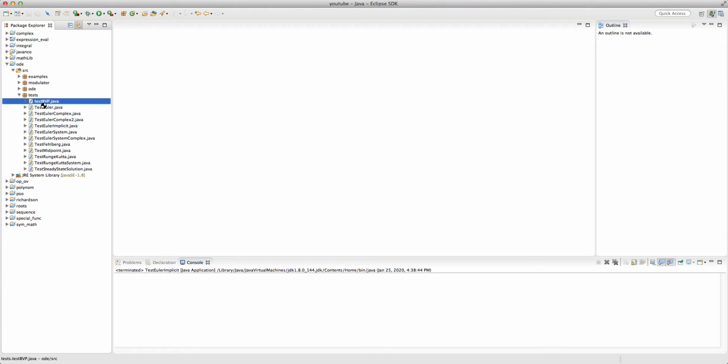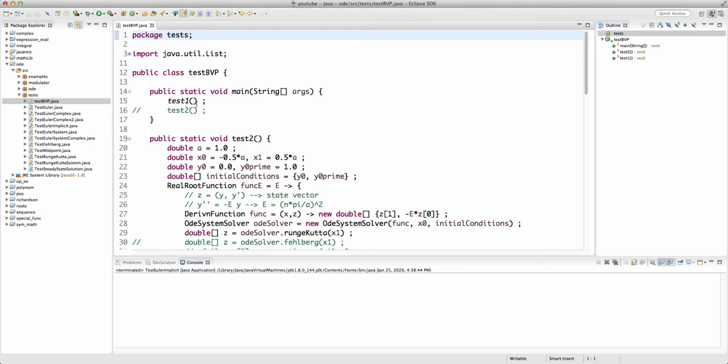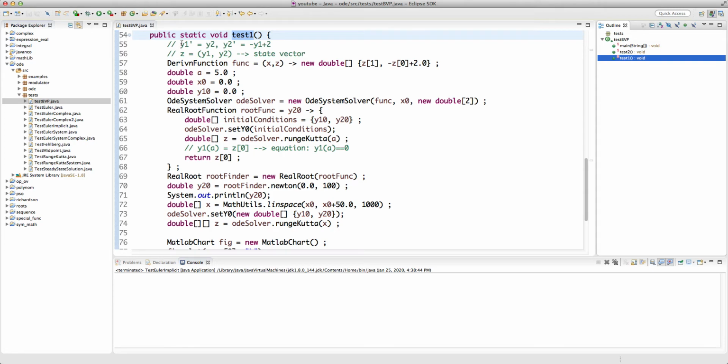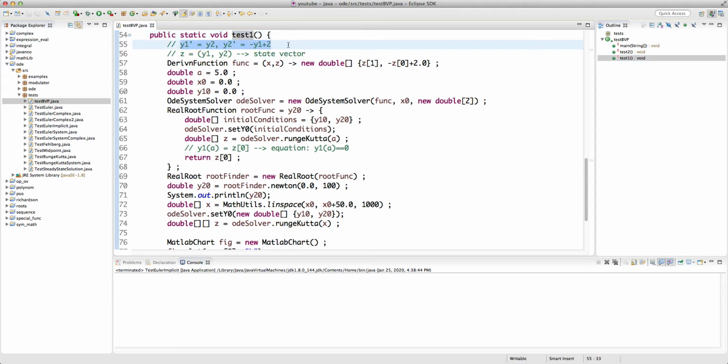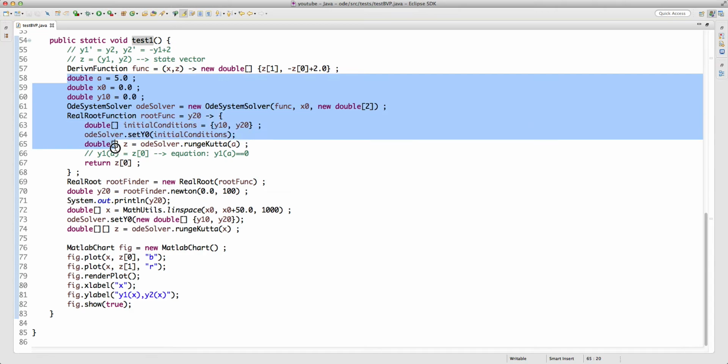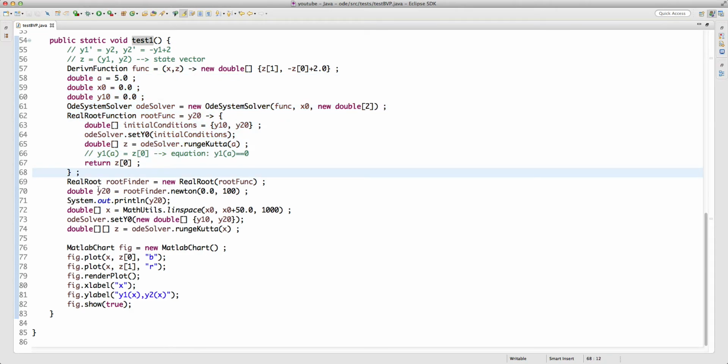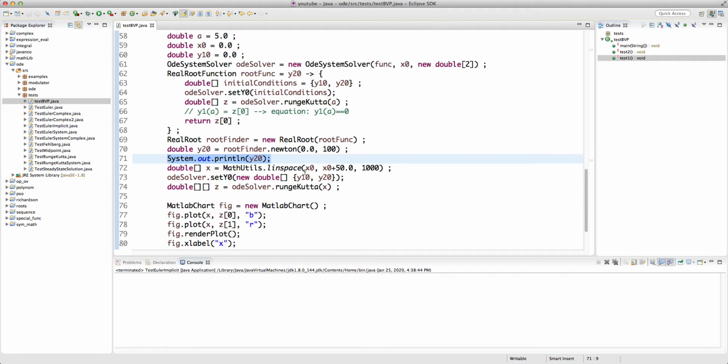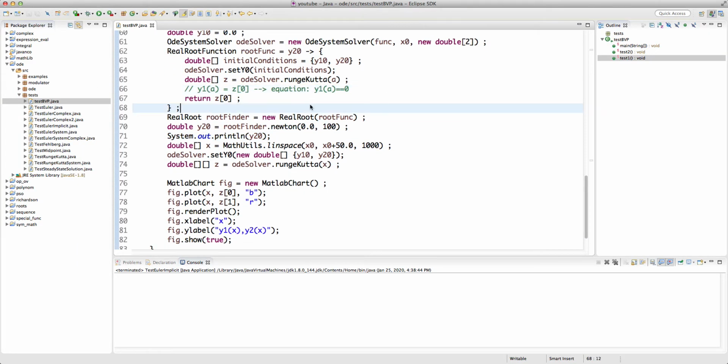And here I have this test BVP, boundary value problem. In test 1, that's the system, that's the example that I just discussed. y1 prime equals y2, and y2 prime equals minus y1 plus 2, and our state vector is y1 y2, and we're defining the root finding we're solving. Let's look at the value of y2 0 by running, and then see what happens. So I'm going to run.